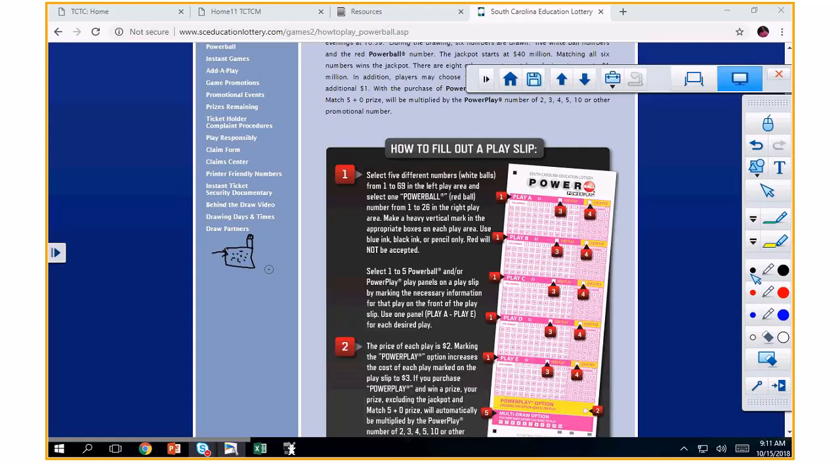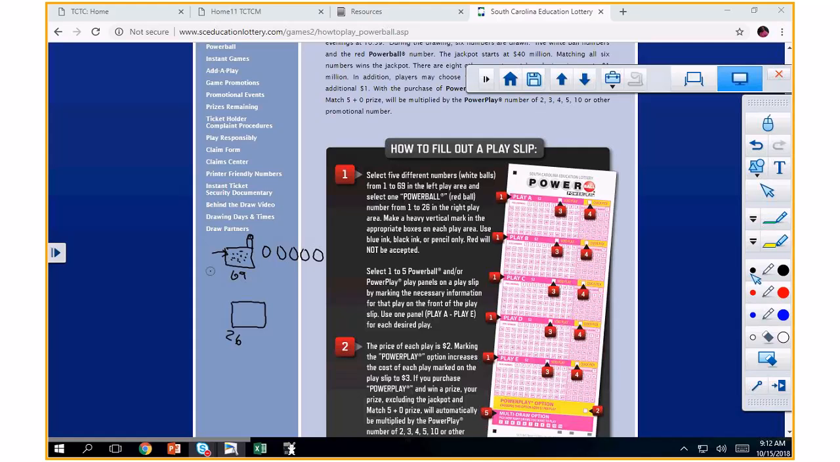All right, they put 69 in this box, and they put 1 through 26 in this box. Oh, that's the multiplier. Okay, and you've got 5 balls that come out of this box.